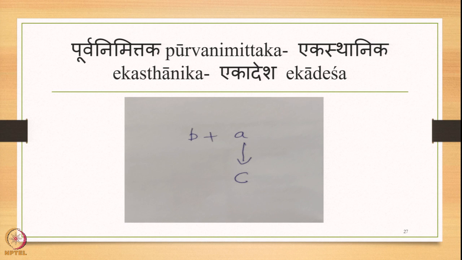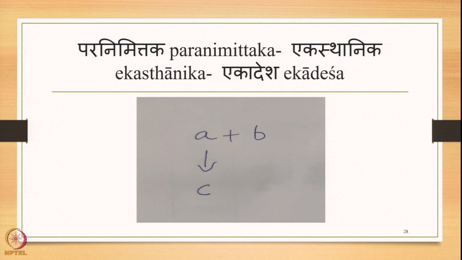Purvanimittaka ekasthanika ekadesha can be diagrammatically explained in this particular form, where we have B followed by A, and in the environment of B being immediately before, A is replaced by C. So there is ekasthani and ekadesha, and the nimitta is purva. B is the nimitta, which is purvanimitta. So B plus A is the input and B plus C is the output. Whereas the paranimittaka ekasthanika ekadesha is like this: A plus B is the input. In the environment of B, A is substituted by C. So A plus B is the input and C plus B is the output. This is paranimittaka ekasthanika ekadesha. B is the paranimitta.